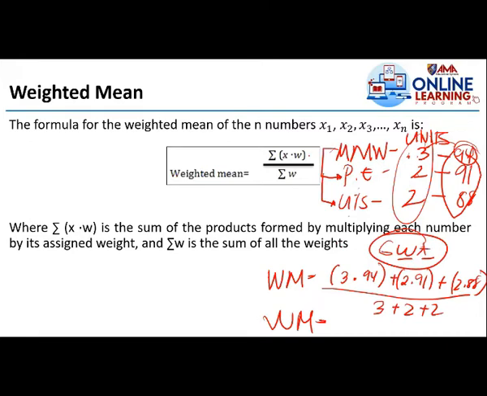average. So now, sabi dito, the formula for the weighted mean of the n numbers x sub 1, x sub 2, x sub 3 up to x sub n is equal to the summation of x times w over the summation of w. So the summation of x times w over the summation of w.